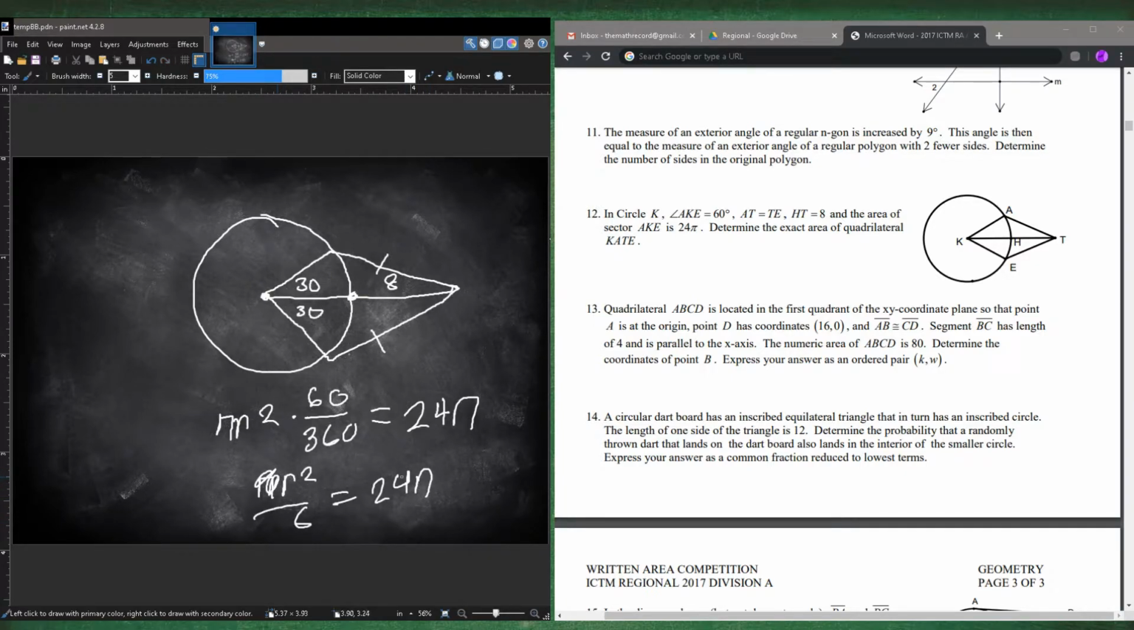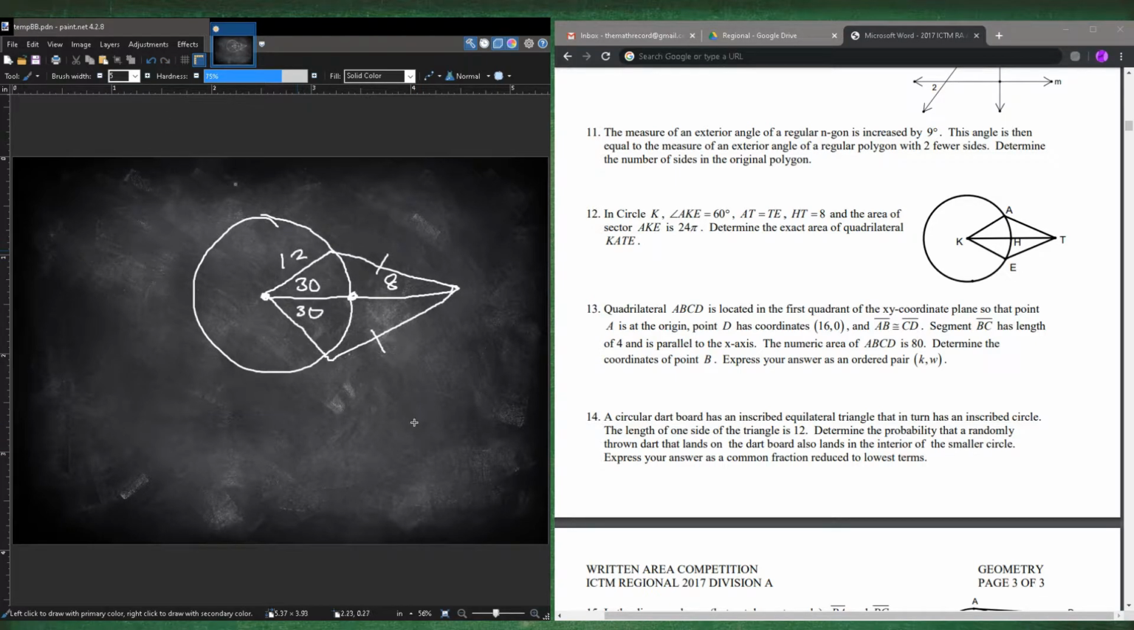Let's take out the pi because we don't need to think too much about it. So 24 times 6, that's 144. So r squared is equal to 144. That means radius is equal to 12. Radius cannot be negative 12, so radius has to be 12, right? So we know our radius is now 12.